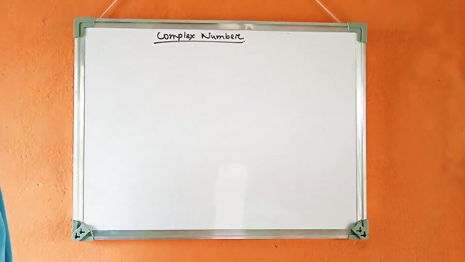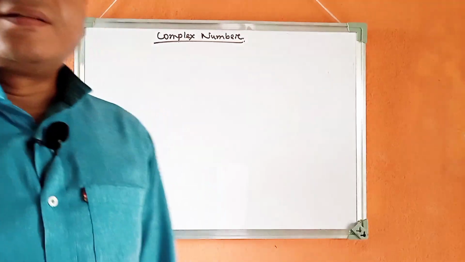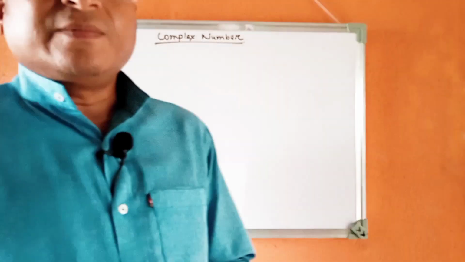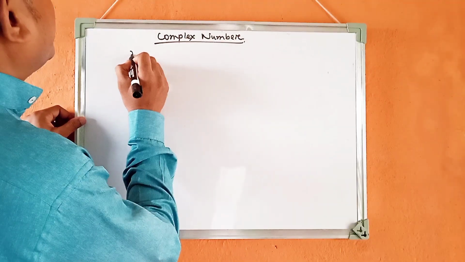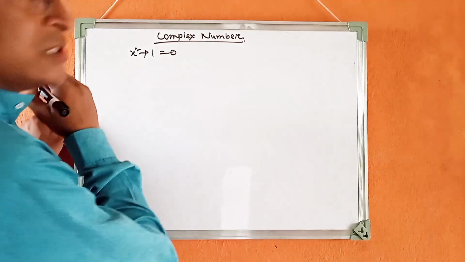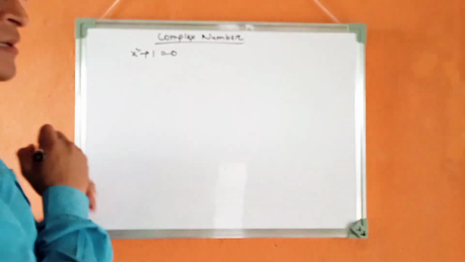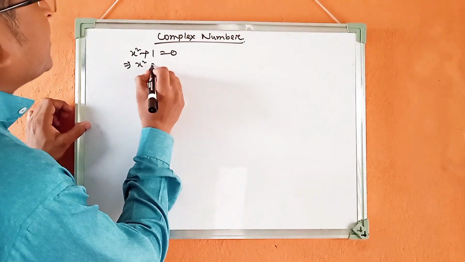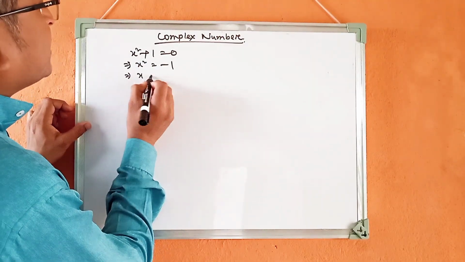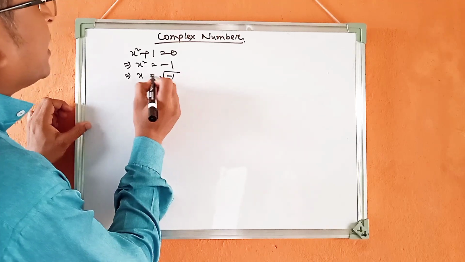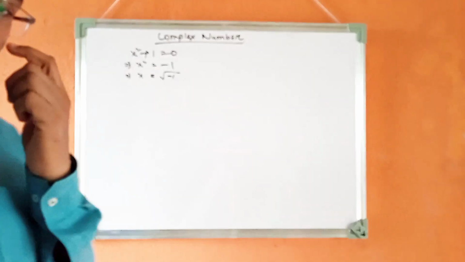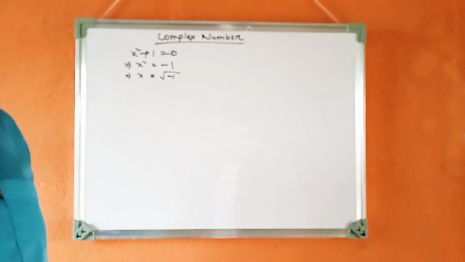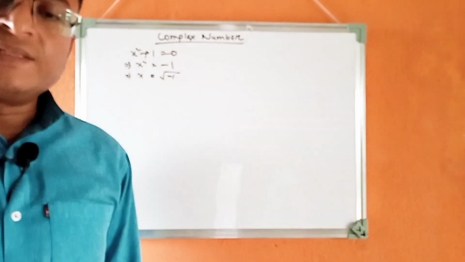Complex numbers. Before starting complex numbers, first of all, you see what an imaginary number is. See, x square plus 1 equal to 0. Now solve this quadratic equation. We get x square equal to minus 1, or x equal to root over of minus 1. Now see one thing: it is not possible to solve root over of minus 1. So root over of minus 1 is called an imaginary number.